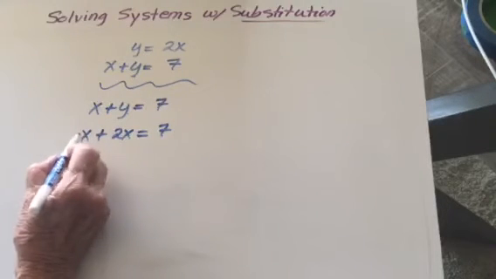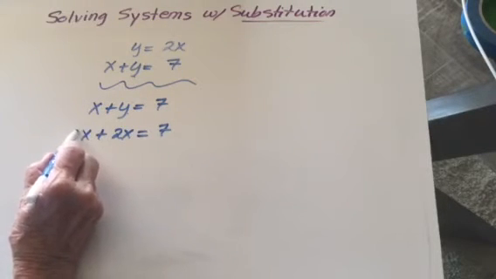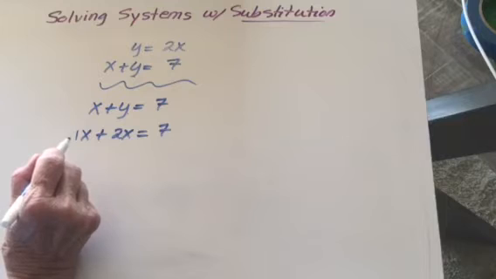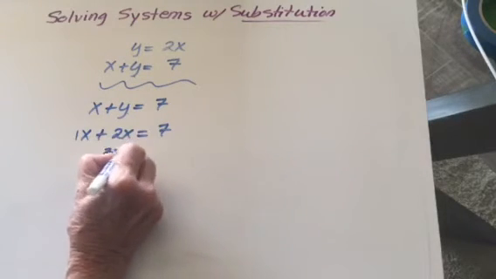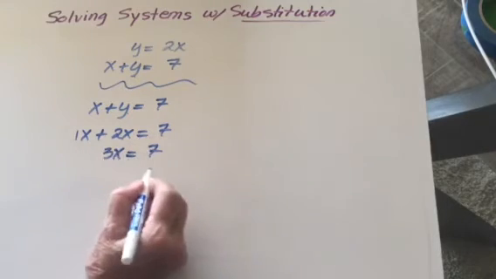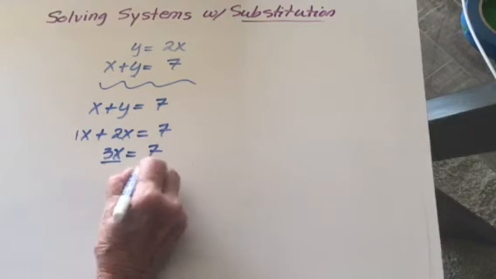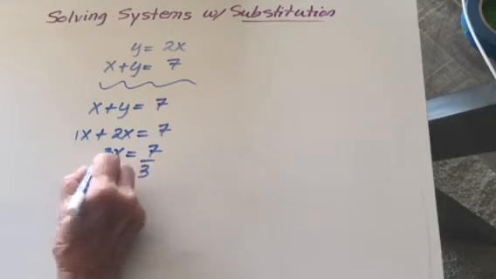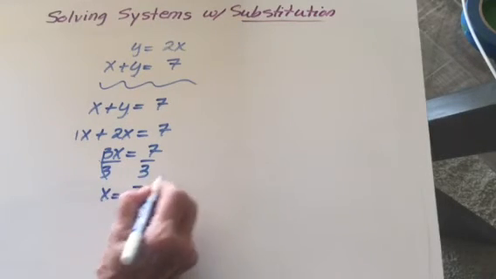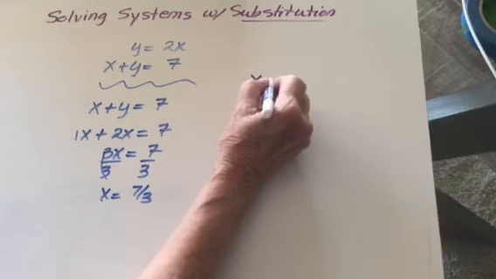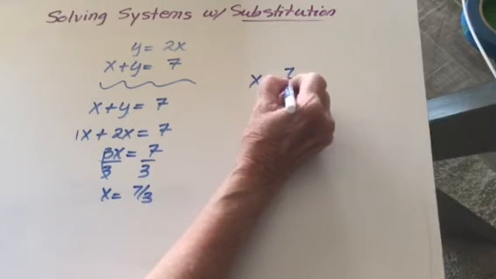Well, what is in front of that? Isn't it an automatic invisible 1? All right, 1x plus 2x is 3x equals 7. And I just divide by 3 on both sides. And x equals 7/3.